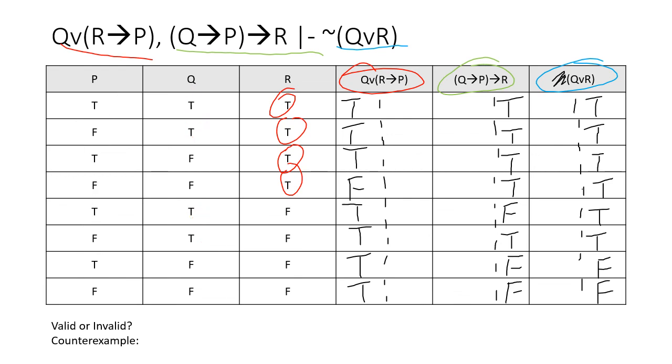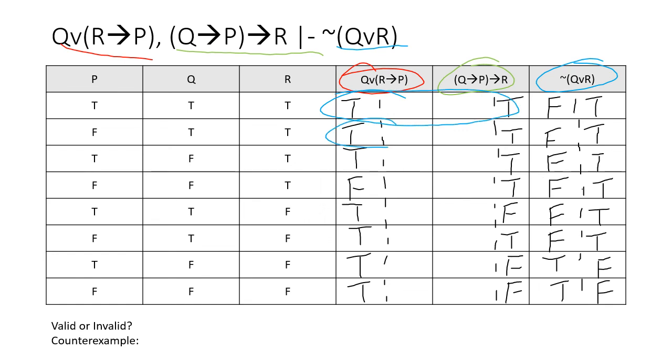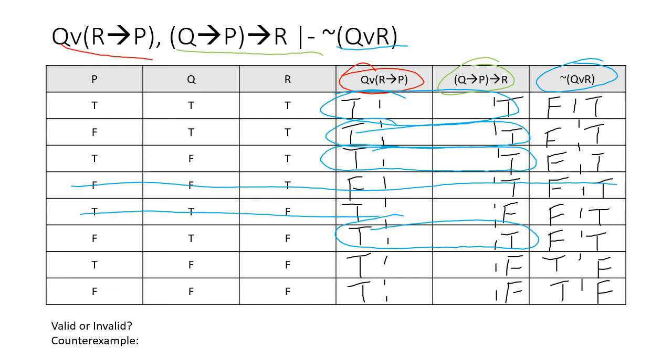And then we just have to take those values and flip them over. So T's will become F's because of the tilde rule, and F's will become T's. And so now we just have to check for validity. Here we've got true premises. Here we've got true premises. True premises, and true premises. So we can ignore this row, this row, this row, this row.